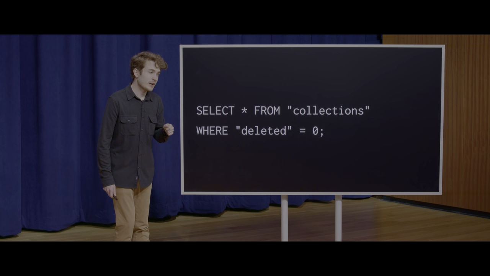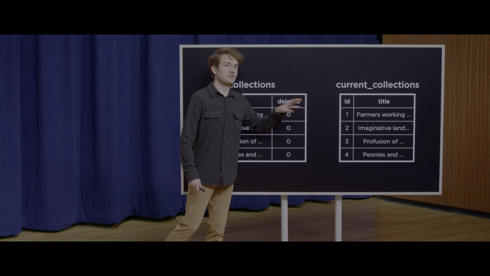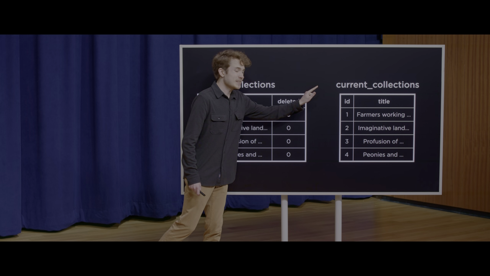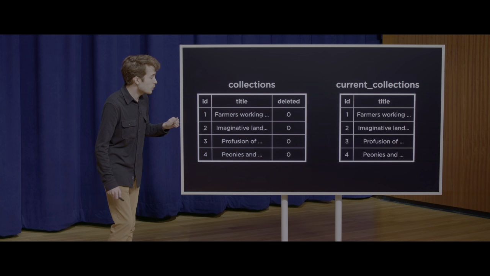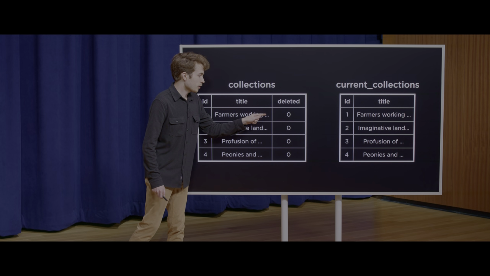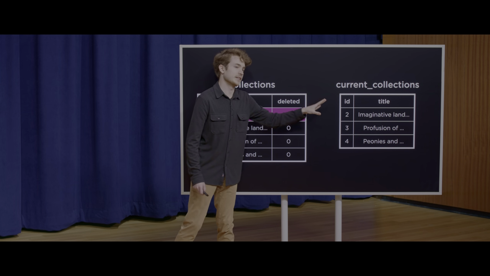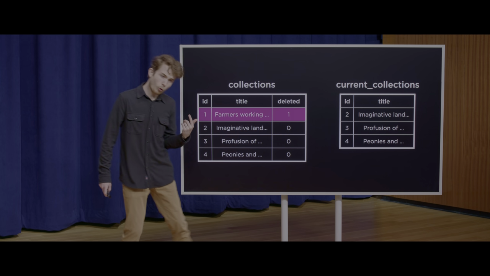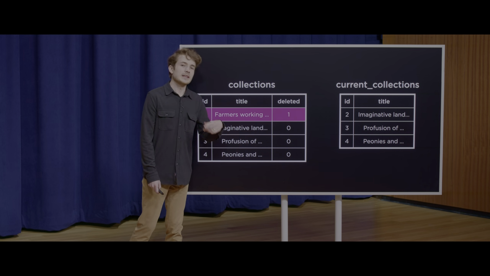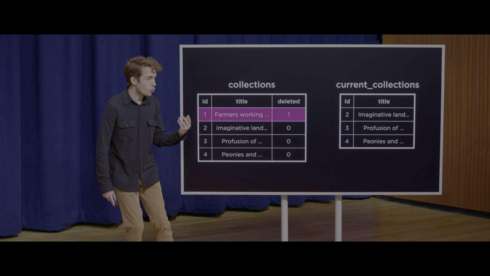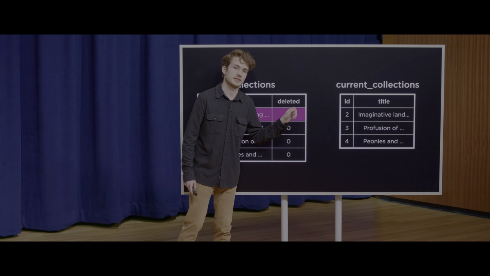Now, we then created a view. We said, maybe I want to just always be able to view those items that have not been marked as deleted. One table called current collections, or one virtual table, a view called current collections. If I were to update farmers working at dawn to be marked as deleted, what would happen? This deleted column would become a 1, and I would not see it in current collections. So our goal then is to re-implement something like this, but now not using a view, in this case using a stored procedure we could simply call to find all the items that have not been marked as deleted.